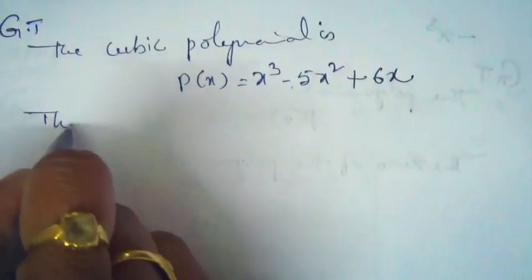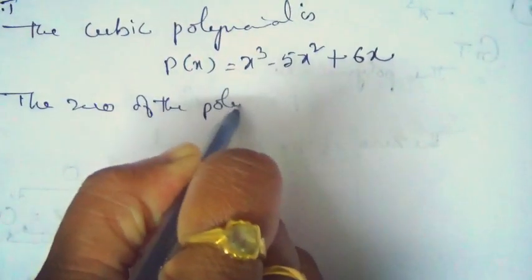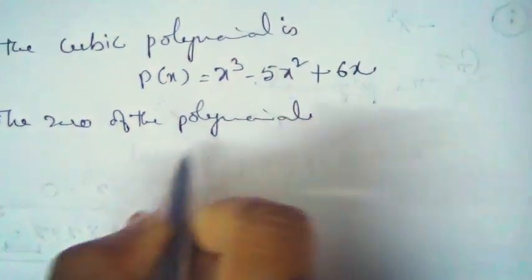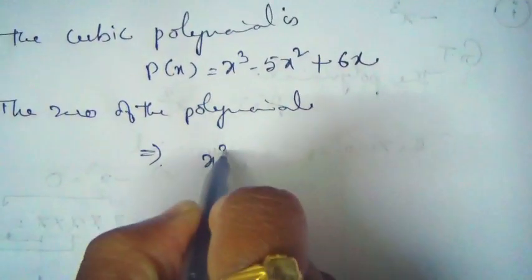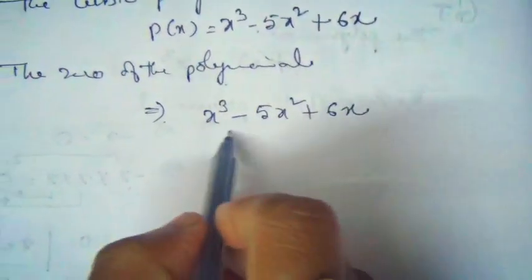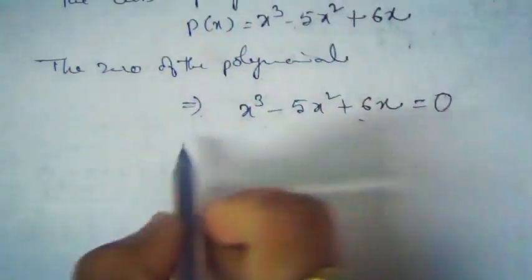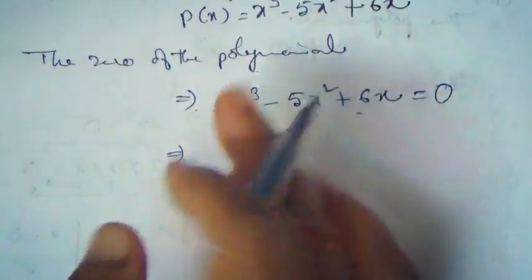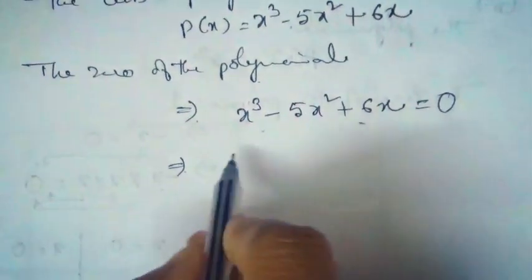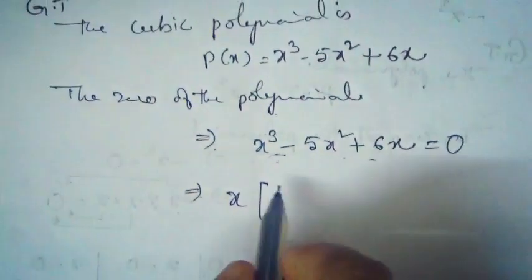The zero of the polynomial: p of x is equal to x cube minus 5x square plus 6x. The zero of the polynomial means you have to equate this polynomial to 0. You just take the common term of these terms, x is the common term in all the terms.